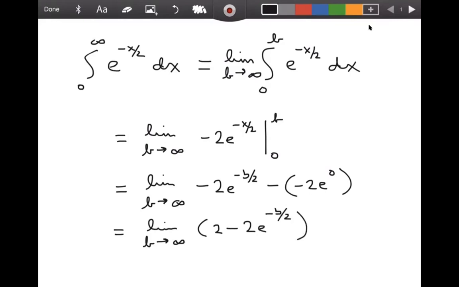All right, so now thinking about e to the negative b over 2 as b increases without bound, it may help to think of e to the negative b over 2 as 1 over e to the b over 2. As b increases without bound, e to the b over 2 increases without bound, which means that e to the negative b over 2 is approaching 0. So this limit is in fact equal to 2. All right, and that's how they got what you see here.